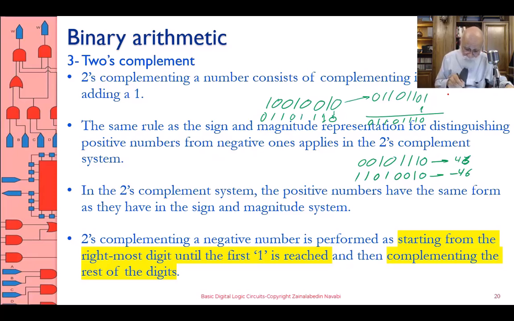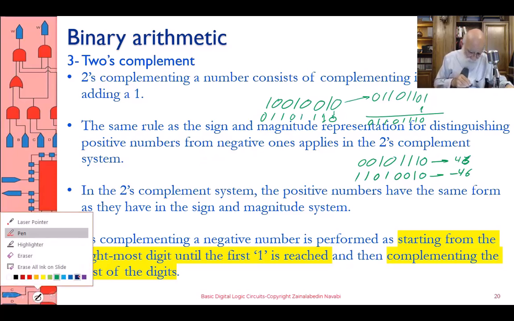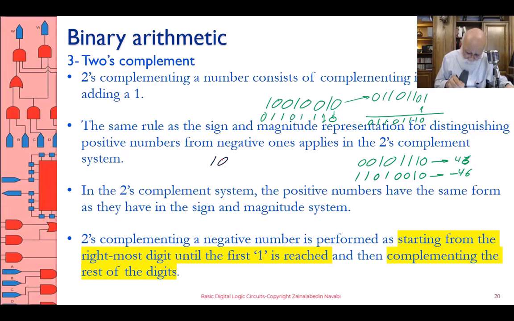For example, if I give you this number, 1001001, and tell you that this is a 2's complement number, tell me what the positive of this is. You would write the first one as is, start from the right-hand side, write all the ones as they are until the very first one. It turns out the very first one is the first digit. And then complement everything else: 0, 1, 1, 0, 1, 1, 0.